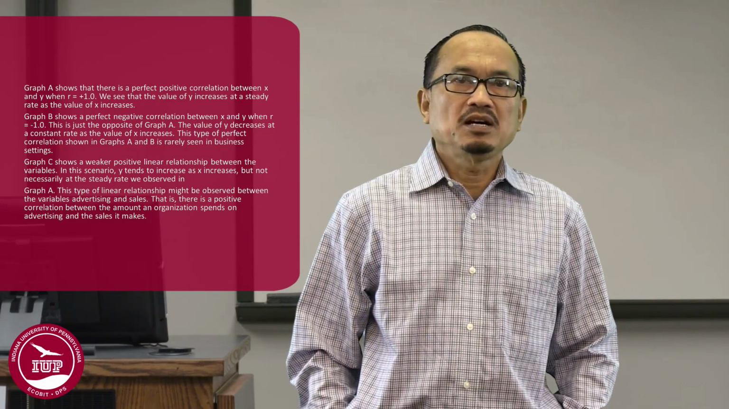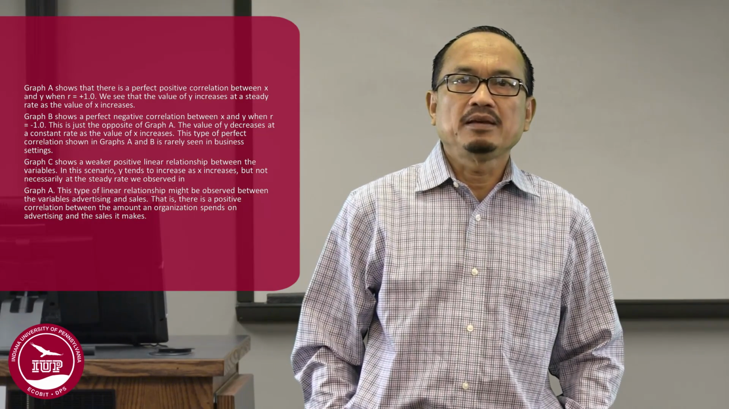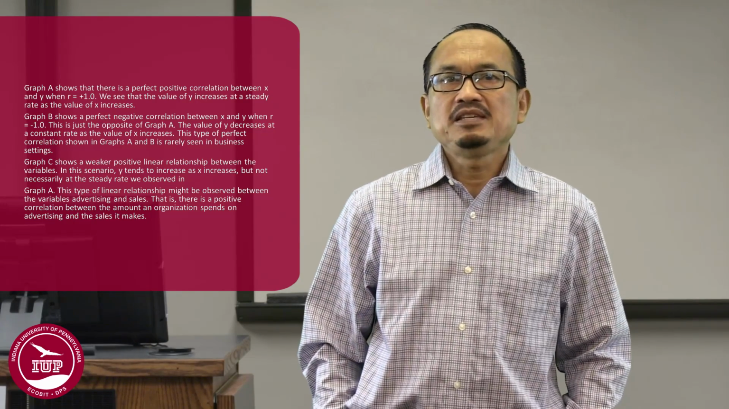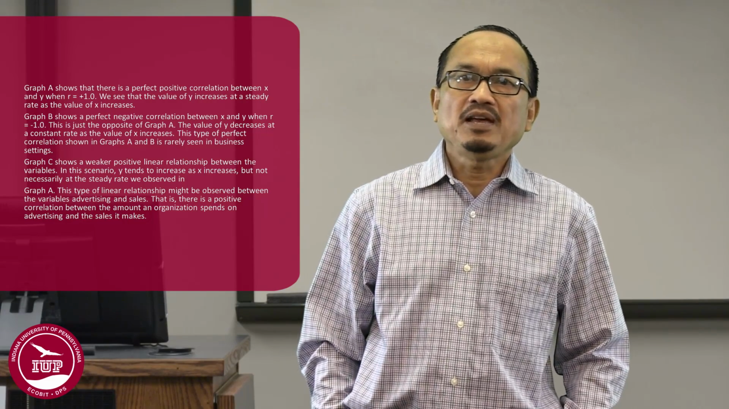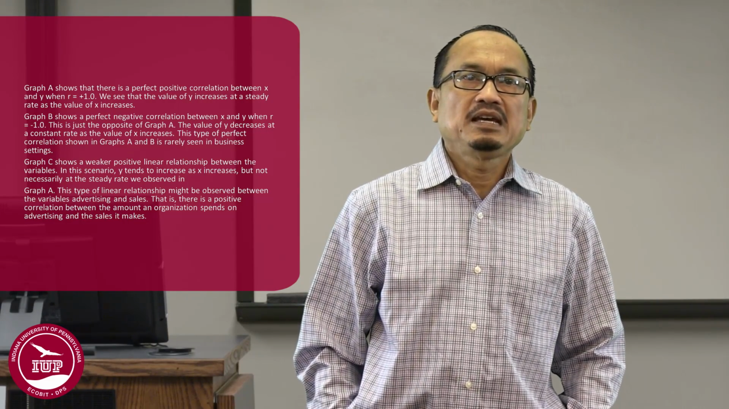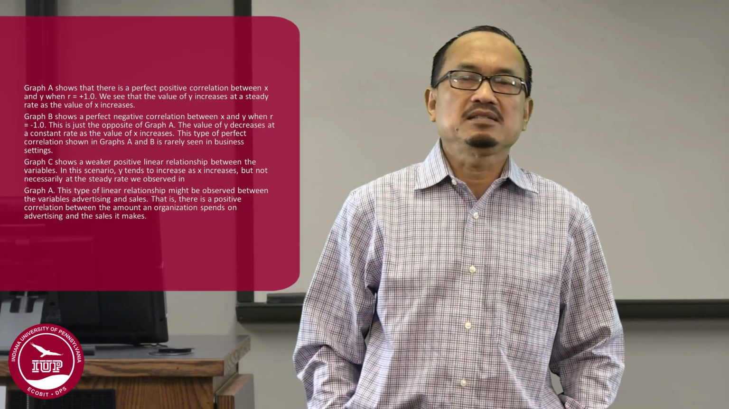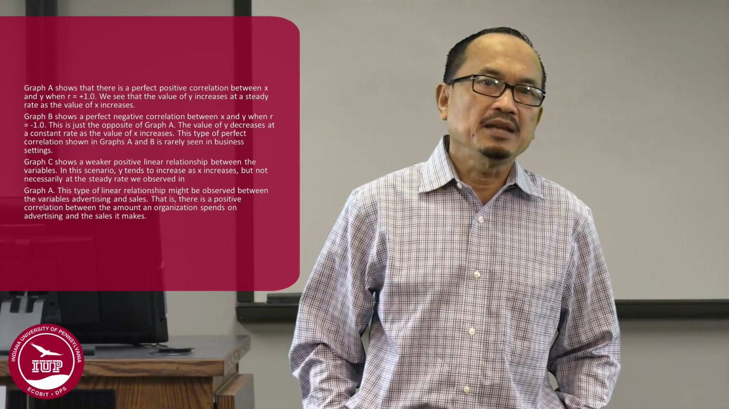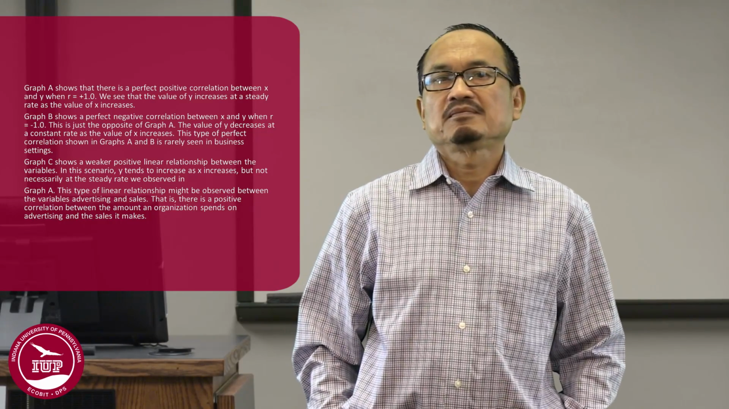Graph B shows a perfect negative correlation between x and y when r is equal to -1. This is just the opposite of graph A. The value of y decreases at a constant rate as the value of x increases. This type of perfect correlation shown in graph A and B is rarely seen in a business setting.